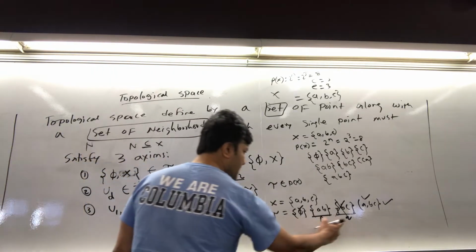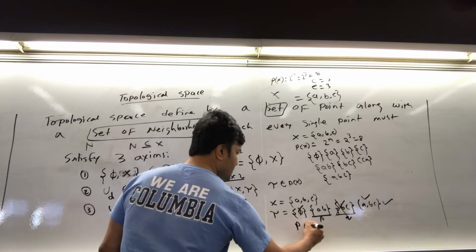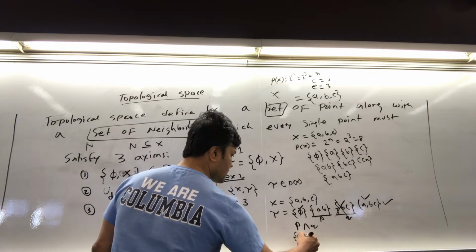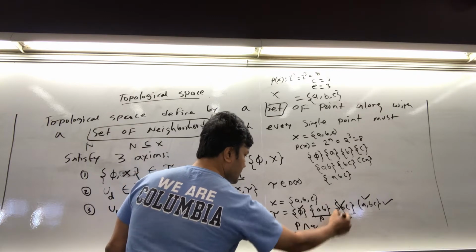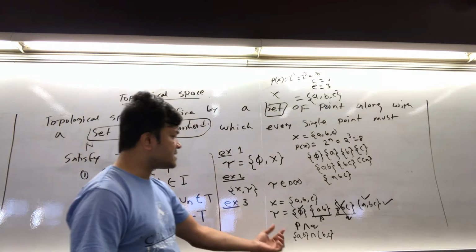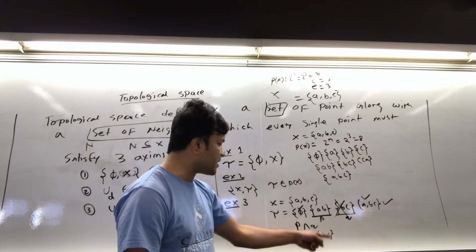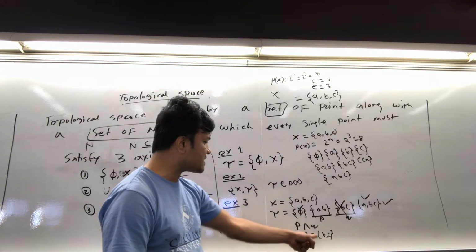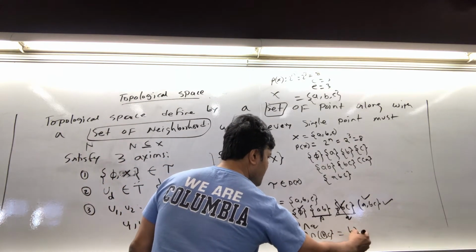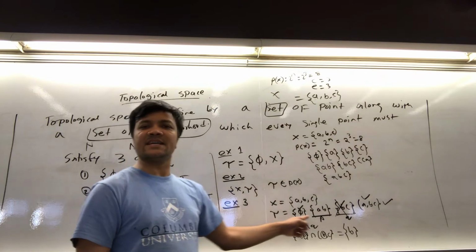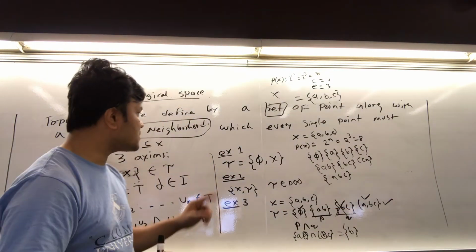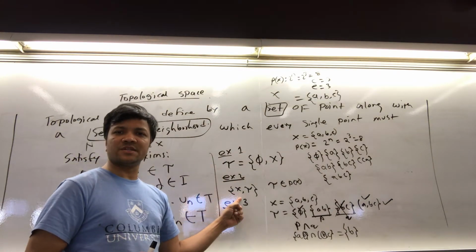How? Let's call this one P, this one Q. So P intersection Q. P is AB, intersection BC. What is the intersection of P and Q? The intersection of P and Q is B. However, B is not in the tau. That's why this is not a topological space. However, this one is a topological space, and this one is a topological space.